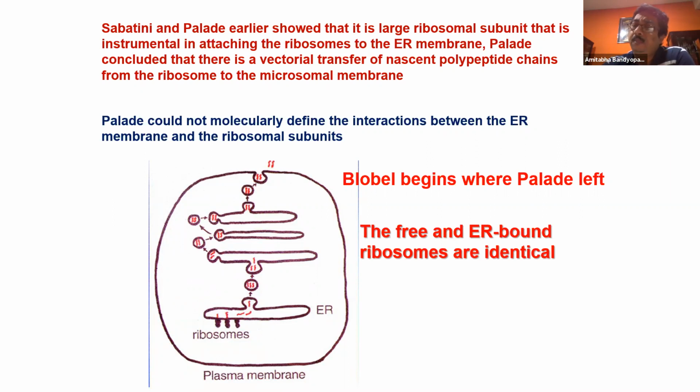In the meantime, both Palade and Blobel and others showed that there is no inherent difference between the ribosomes. The free and ER-bound ribosomes are interchangeable, and they are the same ribosomes. So there is nothing special. One might have thought that the ribosomes that are translating secreted proteins are a different kind of ribosome, and ribosomes that are translating soluble proteins are a different kind of ribosome, and that is perhaps underlying the difference, but that turned out not to be the case.